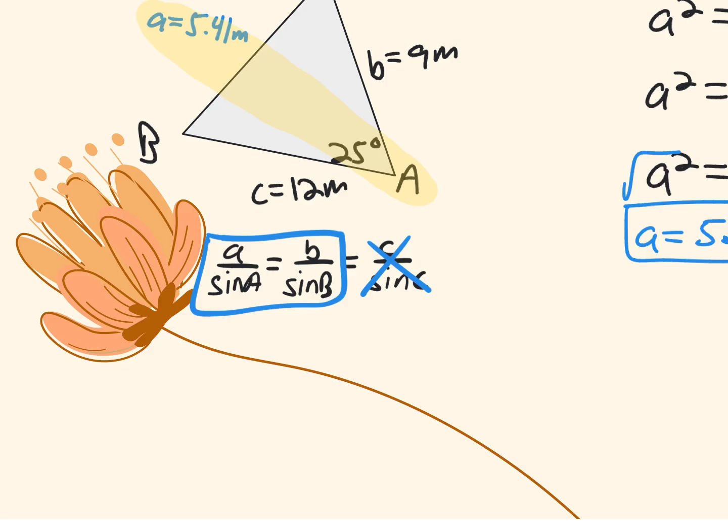Plug in all the information that you have. This is going to be 5.41 over sine of 25 equals B over, well, we know b, this is 9 over sine of b.